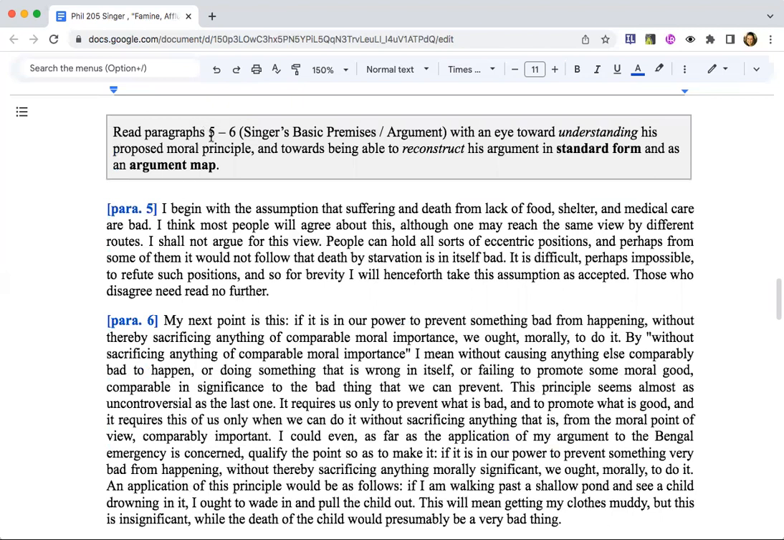Okay, so in the next two paragraphs, 5 and 6, Singer's going to introduce a few basic premises of an argument, and we're going to read this with an eye toward understanding his proposed moral principle. We're about to get a moral principle. And then we also want to be able to reconstruct his argument in standard form, list the premises explicitly, list the conclusion, and then also map it. These are very similar tasks, so we'll do both together.